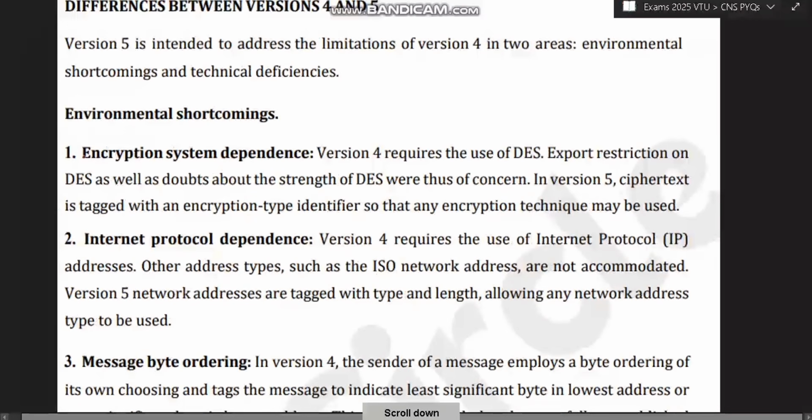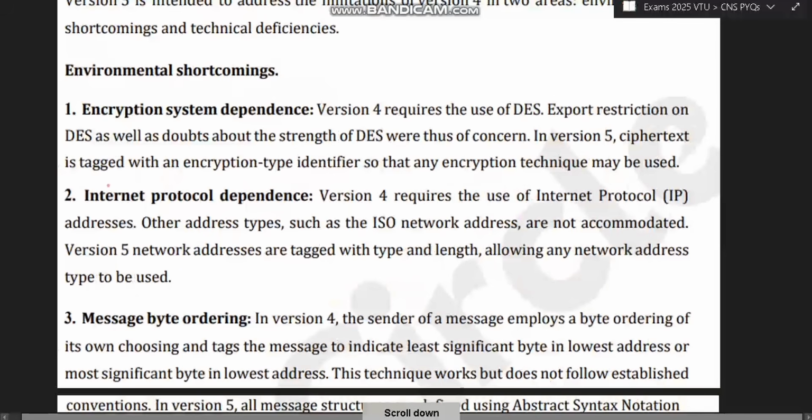The first one is environmental shortcomings. Encryption system dependence: version 4 requires the use of DES. Export restrictions on DES, as well as doubts about the strength of DES, were of concern. Means DES is not that good an algorithm, and that was a big concern. So in version 5, ciphertext is tagged with an encryption type identifier, so that any encryption technique might be used; it won't just be fixed to DES. A better one than DES can also be used in version 5.